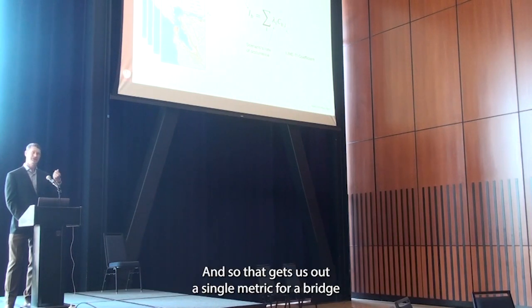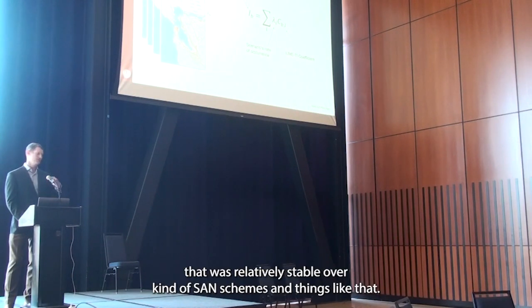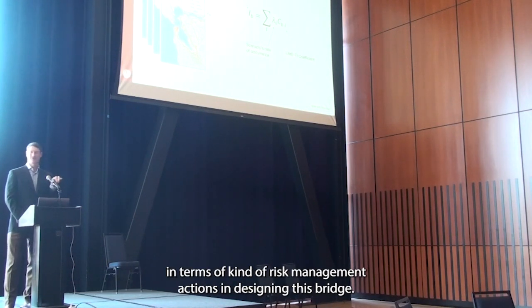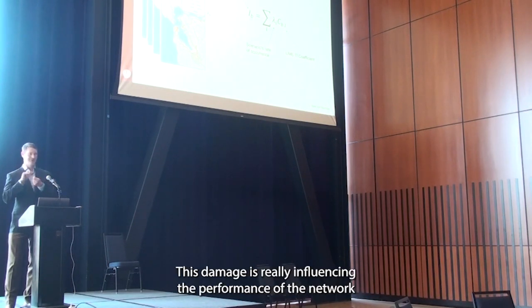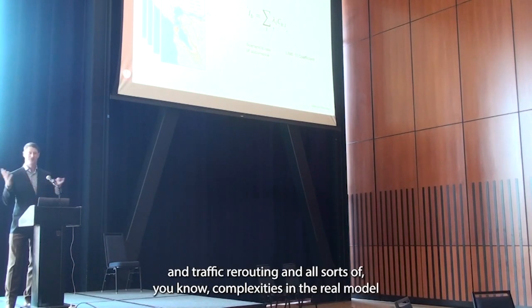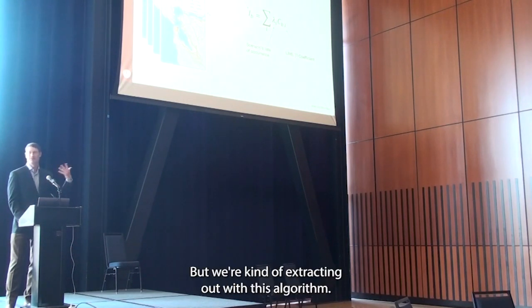And so that gives us a single metric per bridge that was relatively stable over sampling schemes and things like that. That's a number that's interesting in terms of risk management actions, saying that this bridge's damage state is really influencing the performance of the network in a way that accounts for interactions with all of the other nearby bridges and traffic rerouting and all sorts of complexities in the real model that the neural network doesn't know about, but we're extracting out with this algorithm.